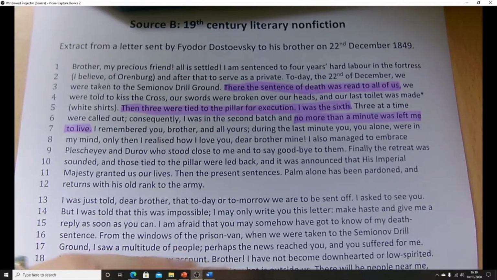Finally the retreat was sounded, and those tied to the pillar were led back, and it was announced that His Imperial Majesty granted us our lives.